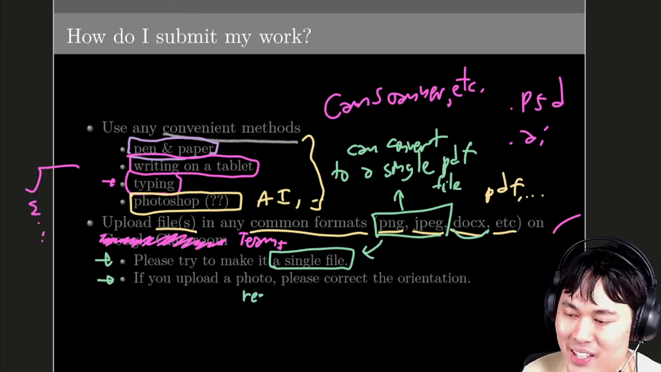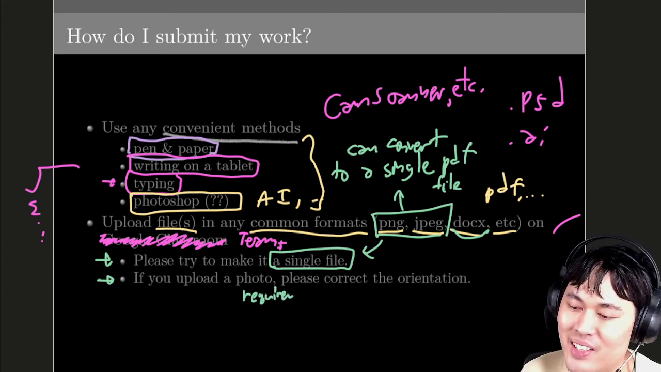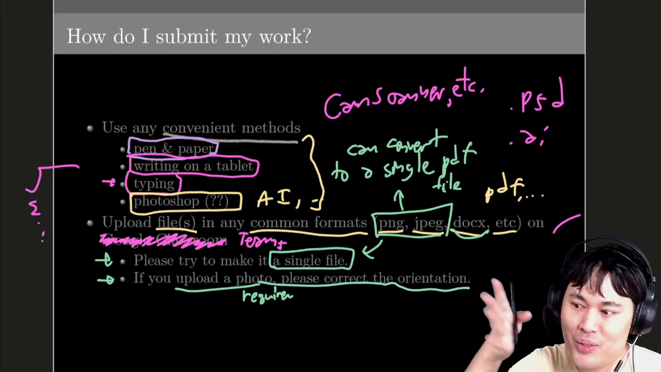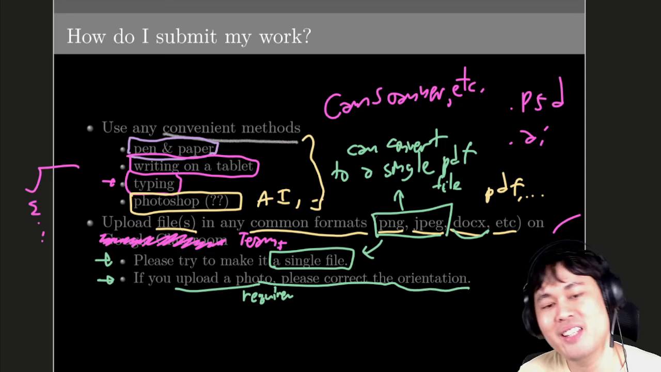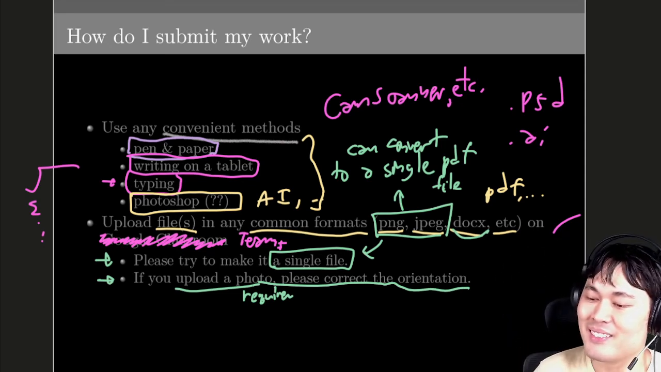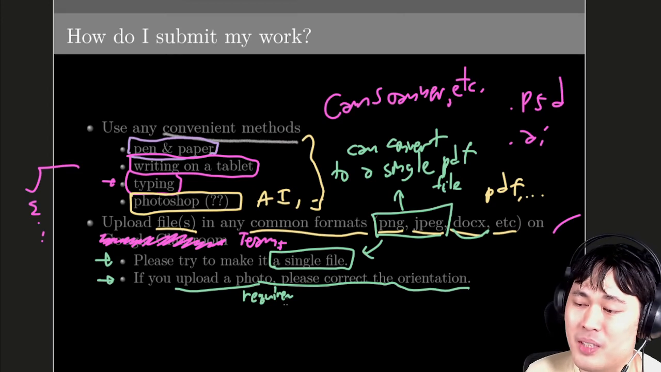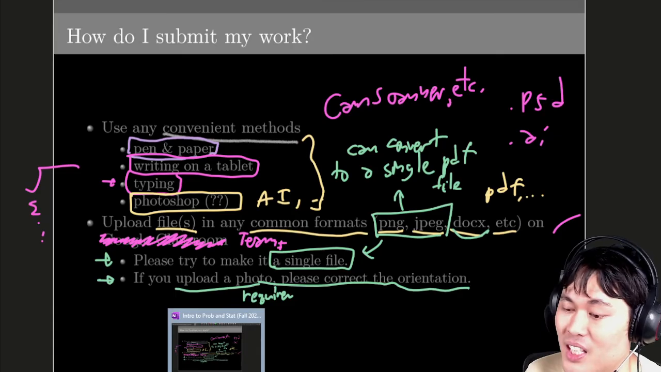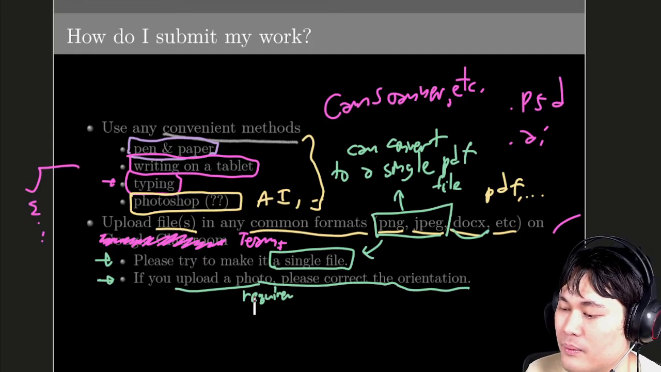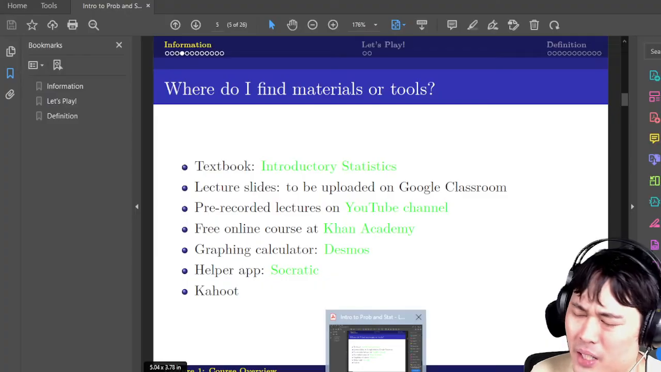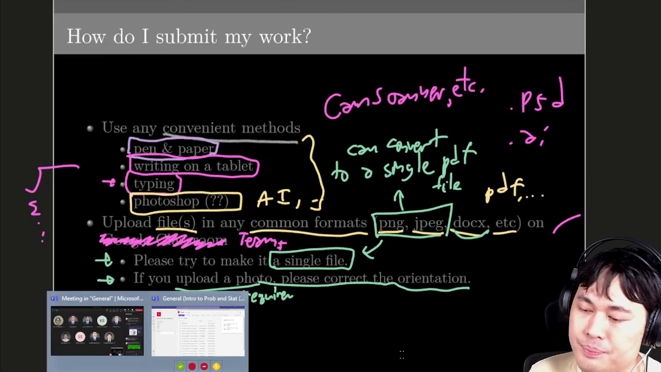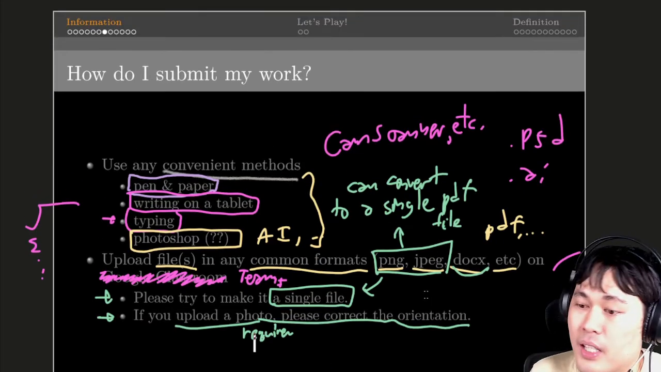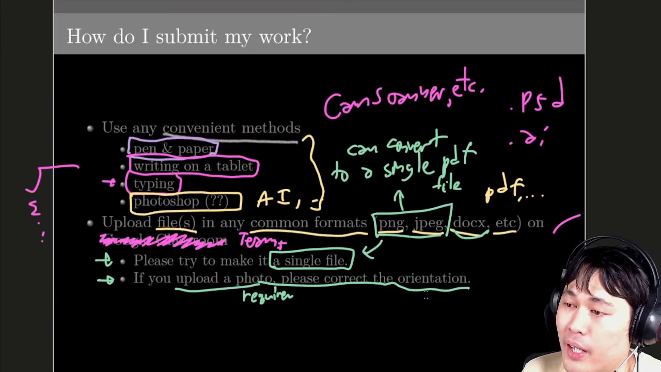Oh, and extra. This is actually a requirement, not a request. If you upload a photo, please correct the orientation. Make sure I don't have to tilt my head to read your work. Because somehow Microsoft Teams doesn't have the feature to rotate them in Teams itself. I think Google Classroom has one. Teams doesn't. So that's how you submit your work.